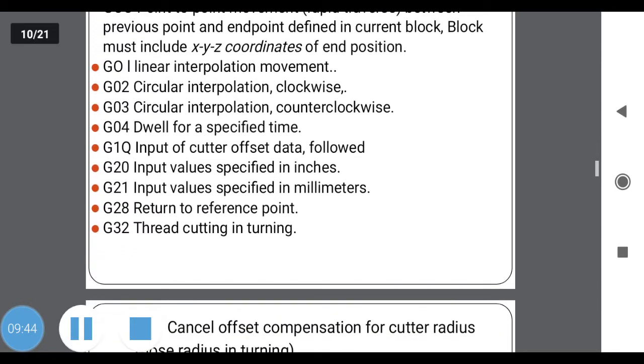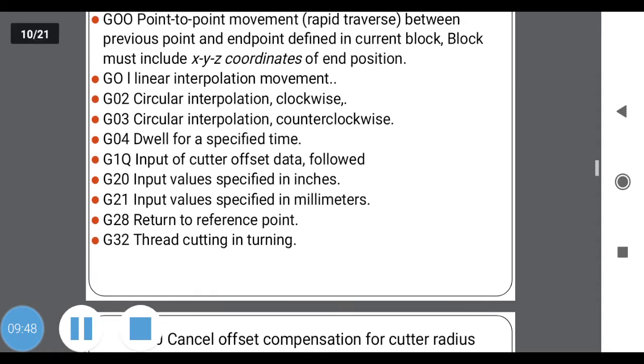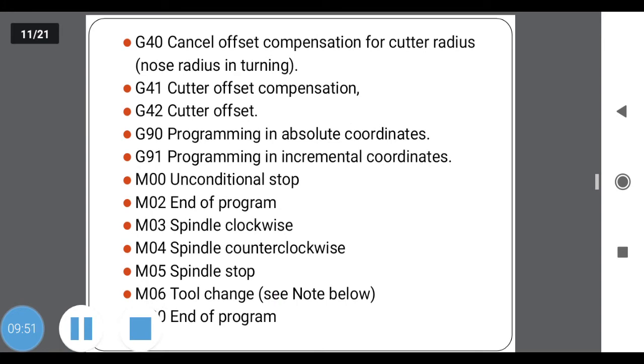G28, return to reference point, that is the origin. G32 is the thread cutting. These are some important G codes. Again, G40, cancel of offset. G41, cutter offset. G42, cutter offset compensation. G90, program in absolute dimension, G91 in incremental. If you use G90, it is absolute dimension; G91 is incremental.